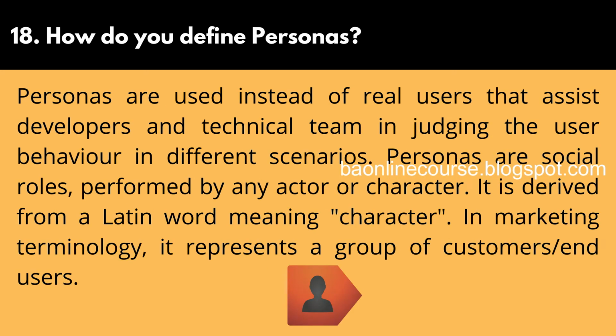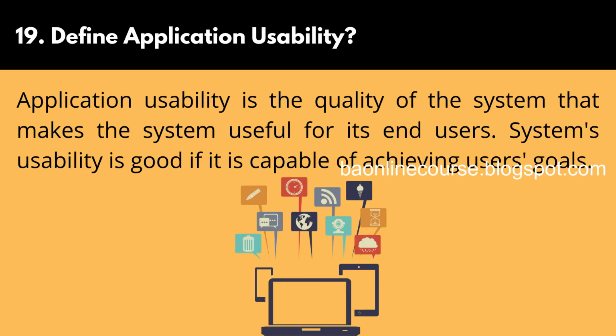Next, question number 18. How do you define personas? Personas are used instead of real users that assist developers and technical team in judging the user behavior in different scenarios. Personas are social roles, performed by any actor or character. It is derived from a Latin word meaning character. In marketing terminology, it represents a group of customers/end users. Next, question number 19. Define application usability. Application usability is the quality of the system that makes the system useful for its end users. System's usability is good if it is capable of achieving users' goals.